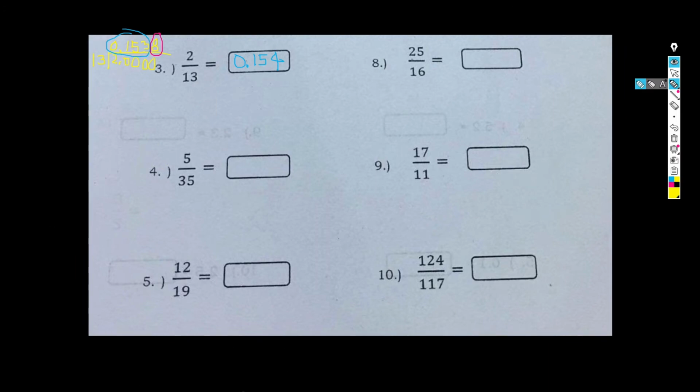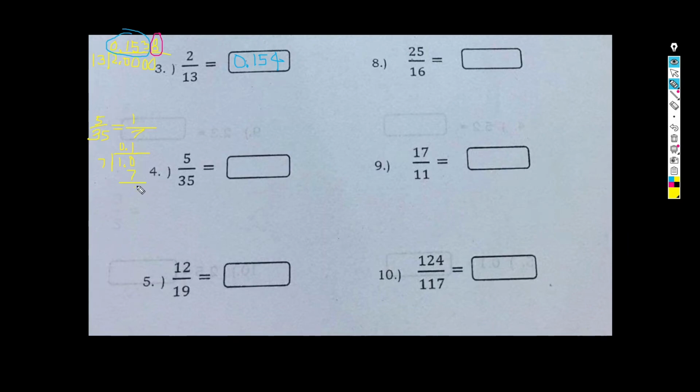Okay, so here let's go to number 4. 5 over 35. I think 5 over 35, you can simplify this one. 5 over 35 can be simplified: 5 divided by 5 is just 1, 35 divided by 5 is 7. So that will be 1 over 7. We divide 1 divided by 7 now. So this will be 0.0. This is 0.1.